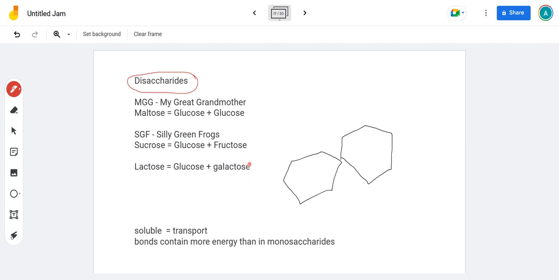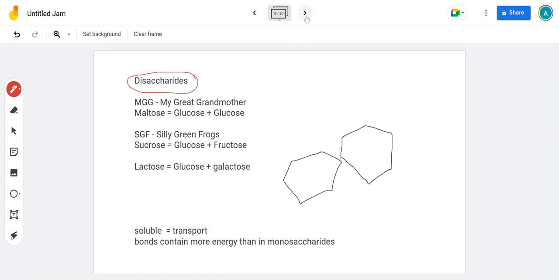Remember that you only need to be able to draw glucose. But in an exam, they might give you the structure of fructose or galactose, and you have to just join two of them together, or join one of those with a glucose to do sucrose or lactose. But don't learn the structure of fructose and galactose. If you need it, they'll give it to you. The only one you need to be able to draw yourself is the glucose.